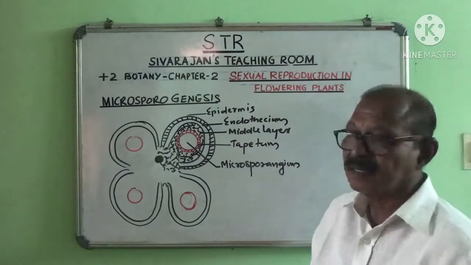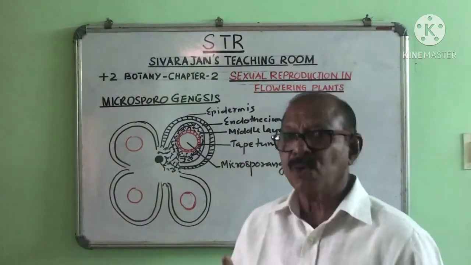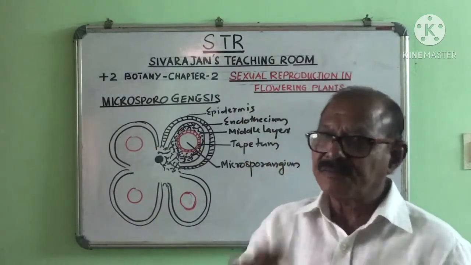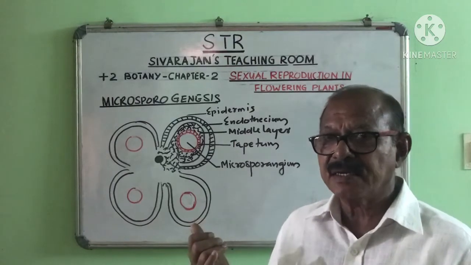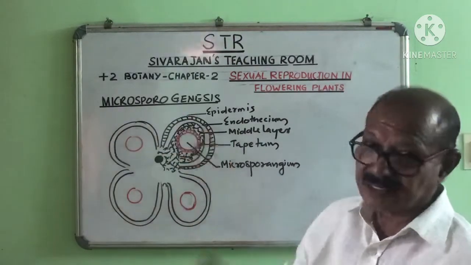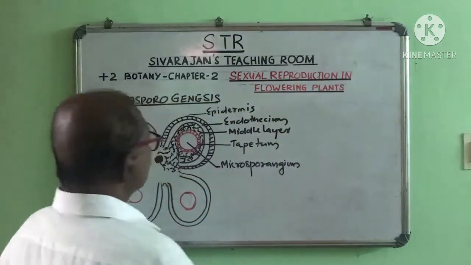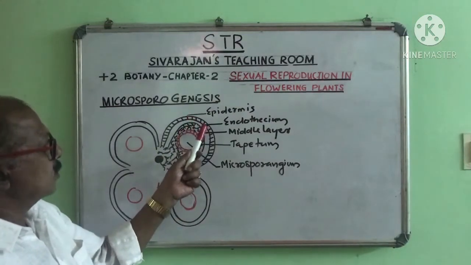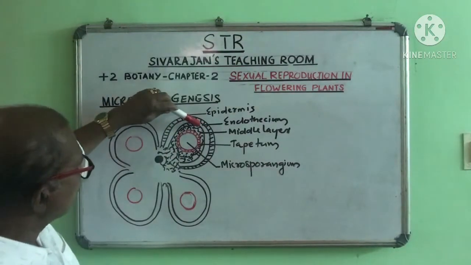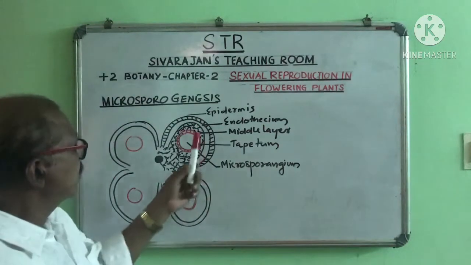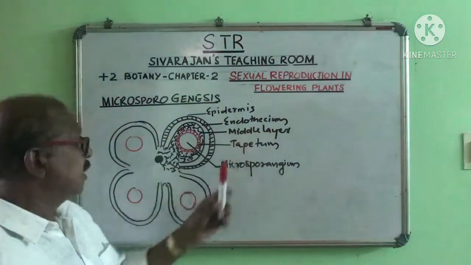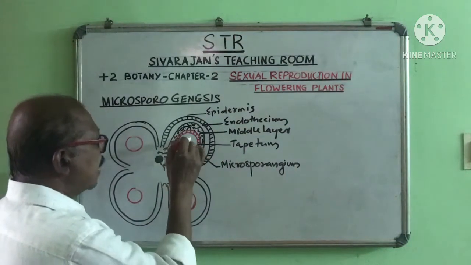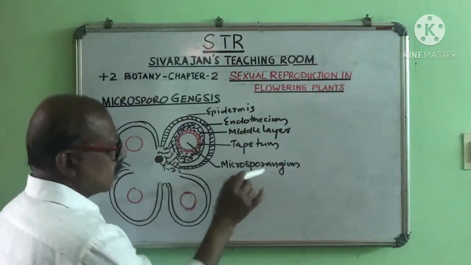What is microsporogenesis? The formation of pollen grains or microspores from the pollen mother cells or microspore mother cells after meiosis is called microsporogenesis. Look here. The microsporangium has four layers: the outermost layer epidermis, the second layer endothecium, the third layer the middle layer, and fourth the tapetum. Inside the tapetum there is a cavity. This cavity is the microsporangium.